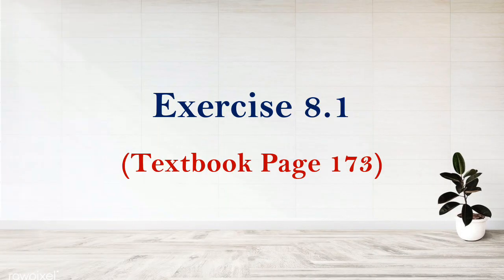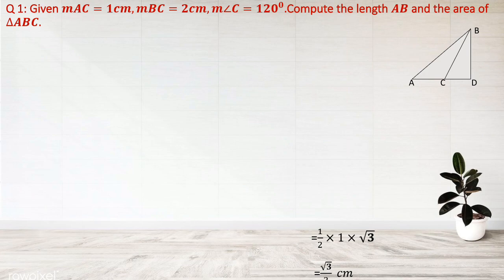Okay, let's start our exercise, which is exercise 8.1, and we have taken this exercise from textbook page number 173. Okay students, question number 1 is: given side AC equals 1 centimeter, BC side equals 2 centimeters, angle C is 120 degrees. Compute the length AB and the area of triangle ABC. Now students, here we have drawn a triangle for it, where AC side is 1 centimeter, this BC side is 2 centimeters, and angle C is 120 degrees.